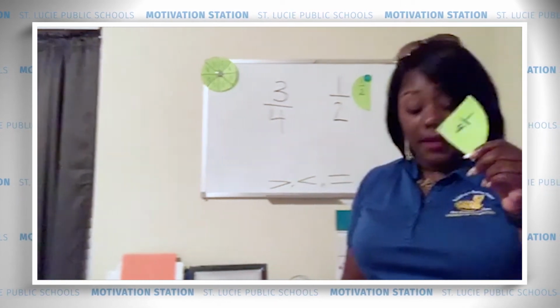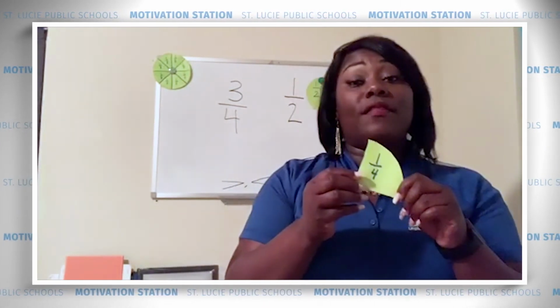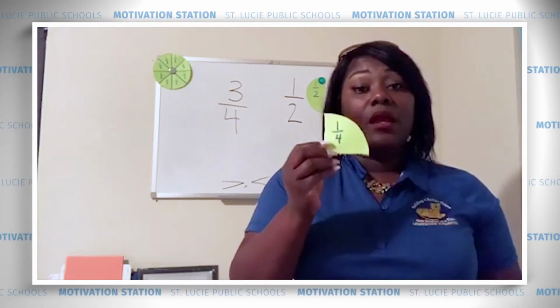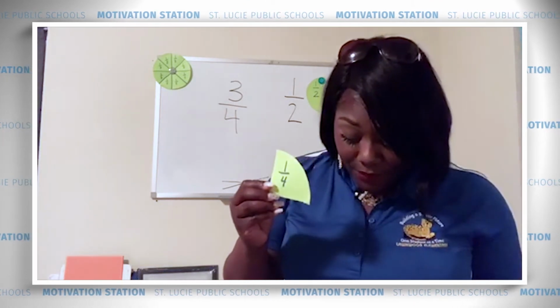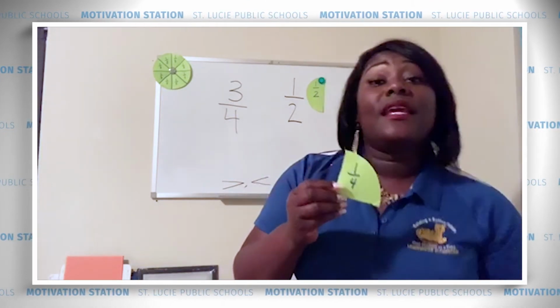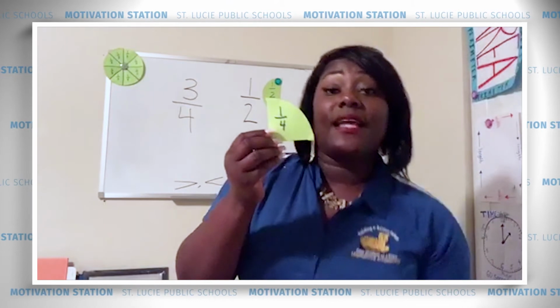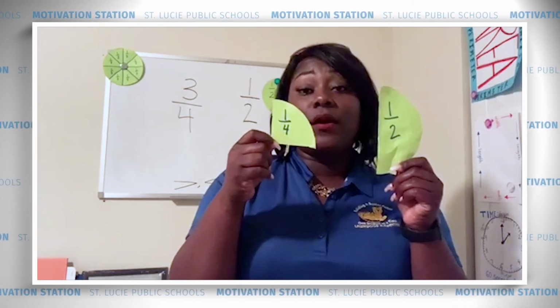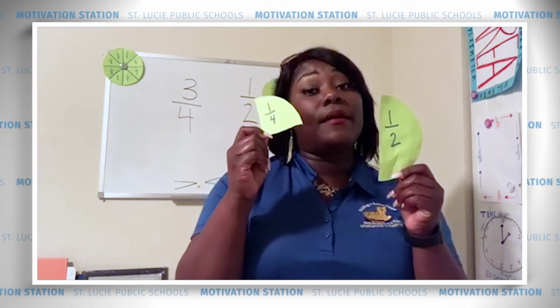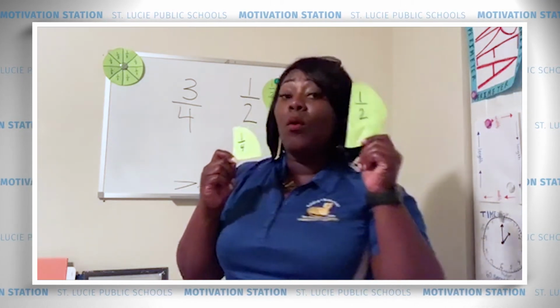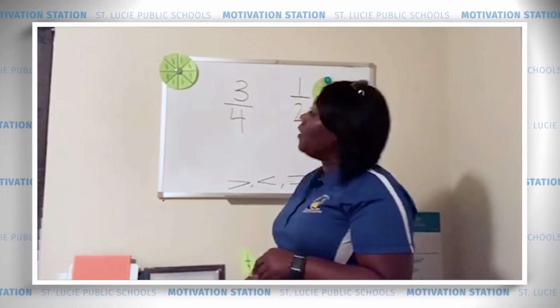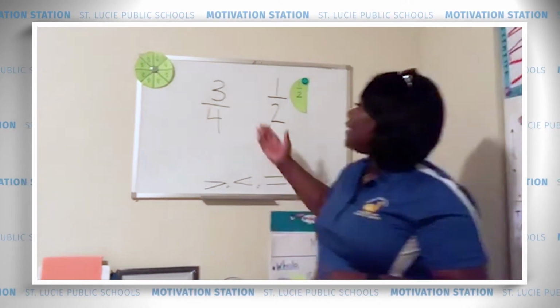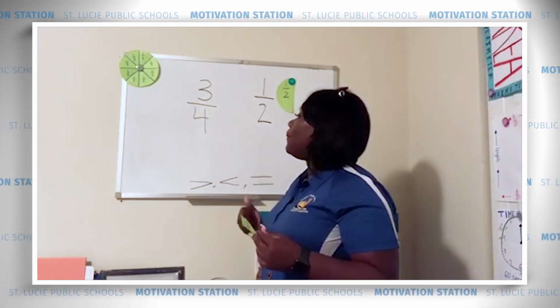This is a 1/4 size piece. So I'm noticing that 1/4 is smaller in size than a half. Here is the half and here is the 4th. So just one of them is smaller than one of the half sizes. Okay, let's go back to the original problem.